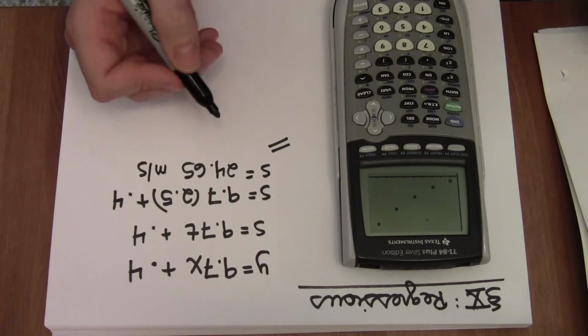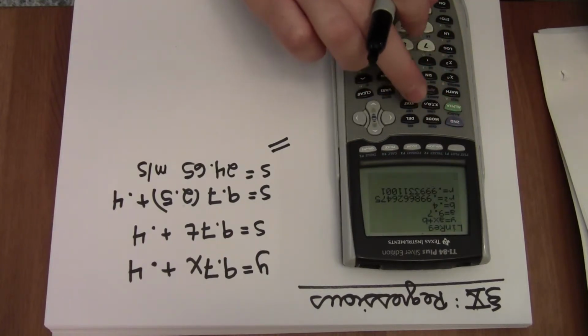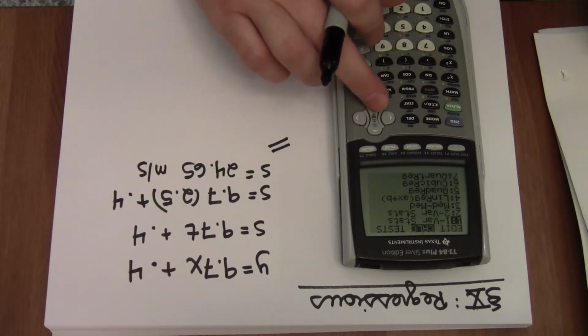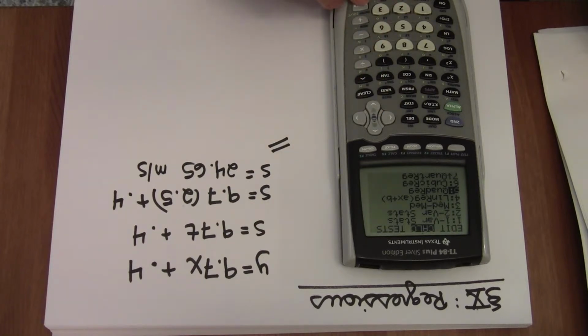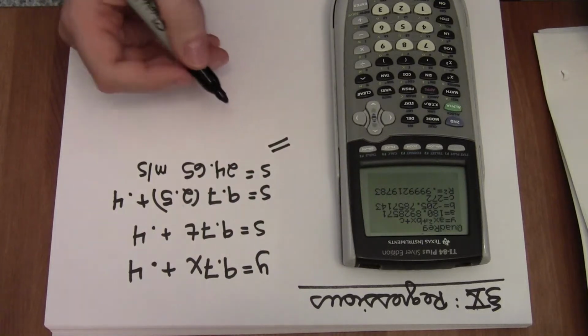We're told that we wanted a quadratic model, so I'm going to use a quadratic regression this time. Go back to the Stat menu. Under Calculate, this time I want to do a quadratic regression. And these are the values that it found.